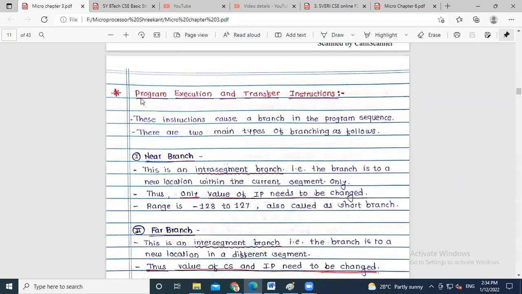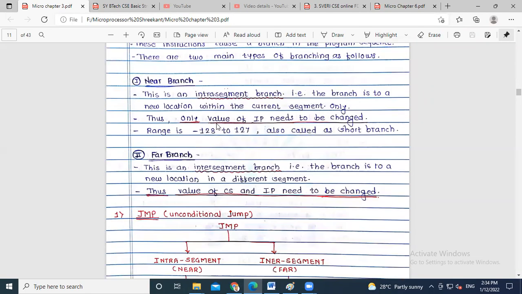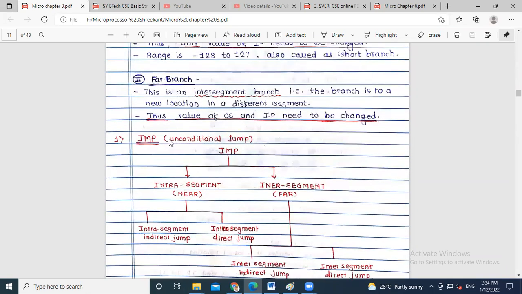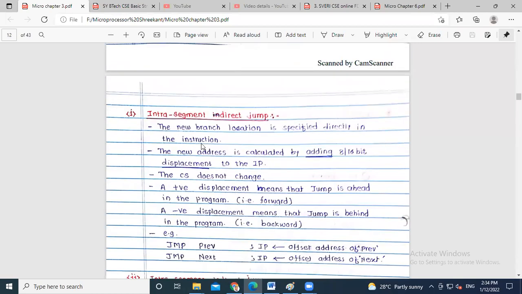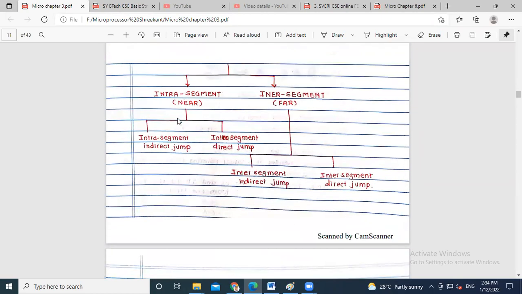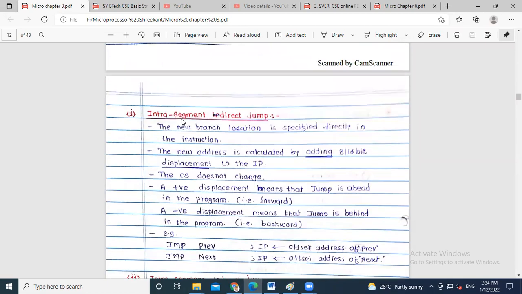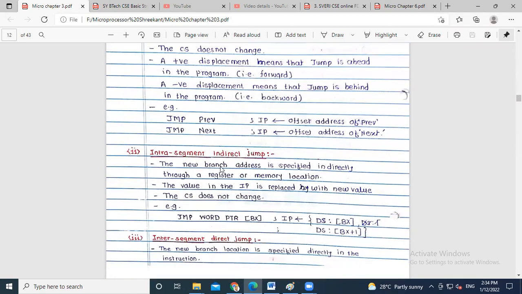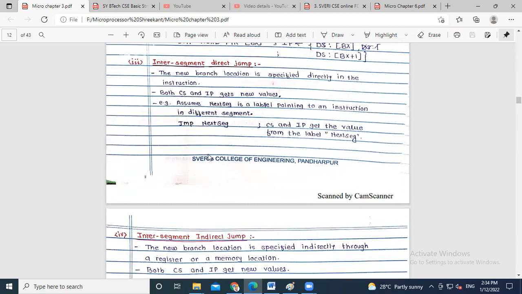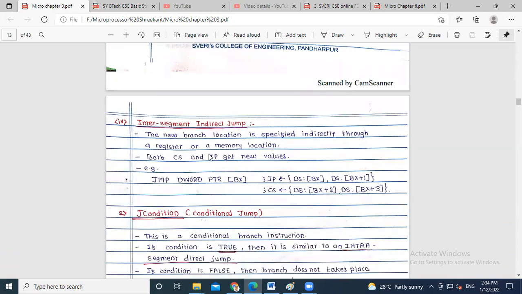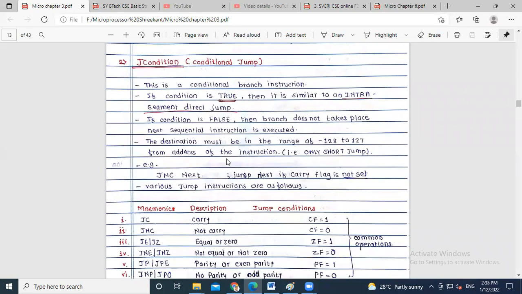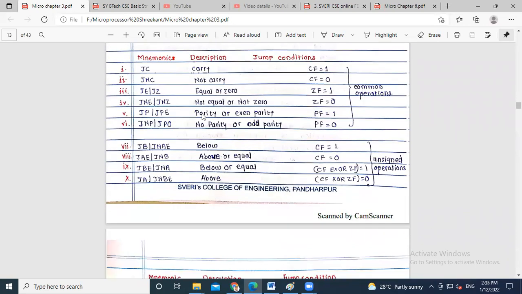After that we also studied program execution and transfer instructions. Mainly there are near and far branches. In that we studied unconditional jump statements and conditional jump statements. In the unconditional we studied intra-segment direct, intra-segment indirect, inter-segment direct, and inter-segment indirect. And in the second category we studied conditional jumps. These are the different categories.